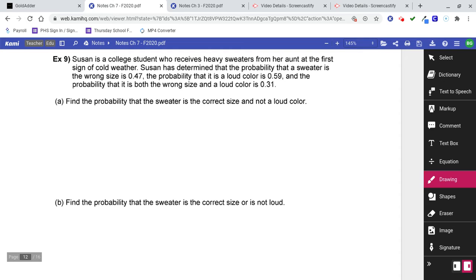This problem is really hard to do in your head without showing any kind of work, okay? So quit trying to do that, please. Let's go back and look at what they give me. So I notice it says the probability that it's the wrong size is 0.47. So what I'm going to do is over here, I'm going to say probability of W for wrong size is 0.47.